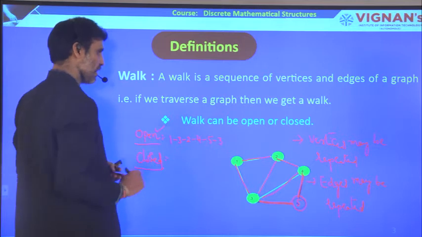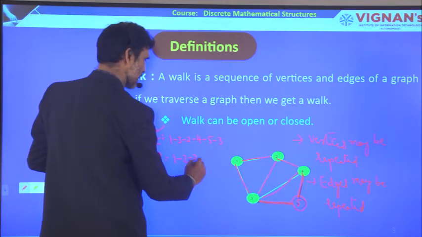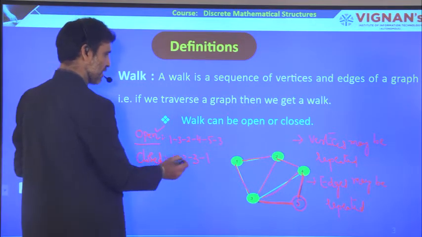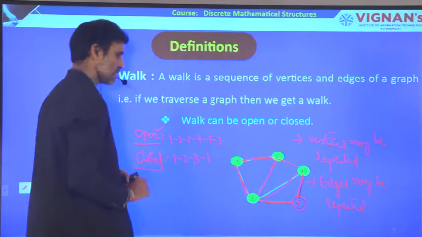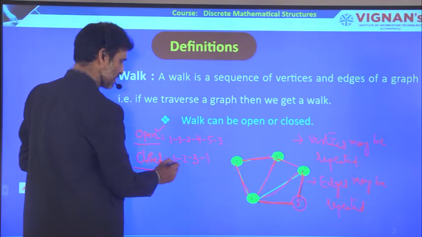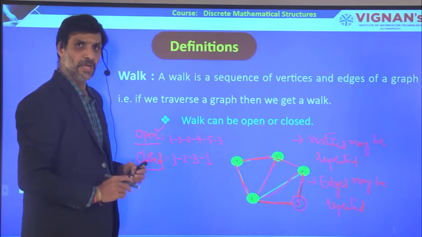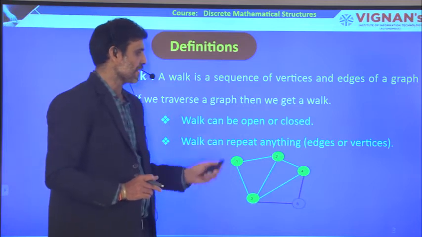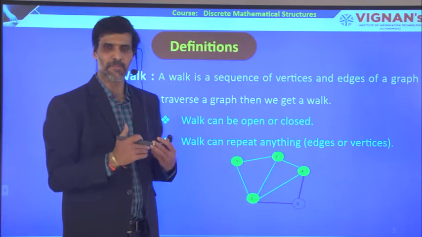What is a closed walk? If you take 1 2 2 2 2 3 3 2 1, if you observe this particular walk, the starting vertex and the ending vertex are the same. So this simple walk is called what? A closed walk. Why? Because the start vertex and end vertex are the same, therefore it is called a closed walk. In a walk we can repeat anything. That means edges or vertices can be repeated any number of times.